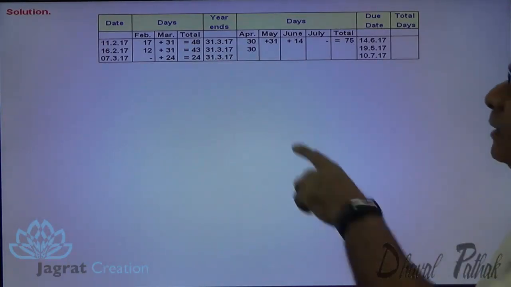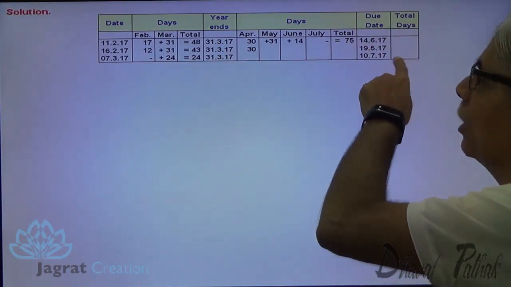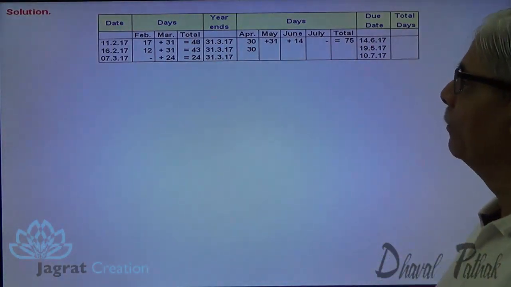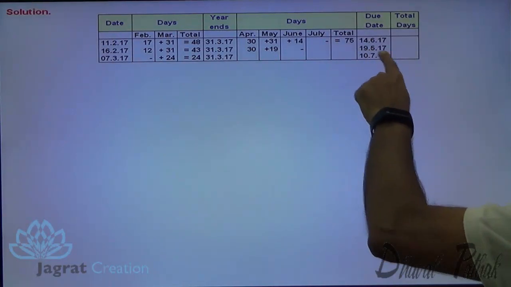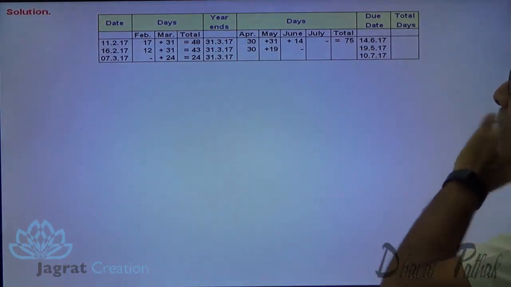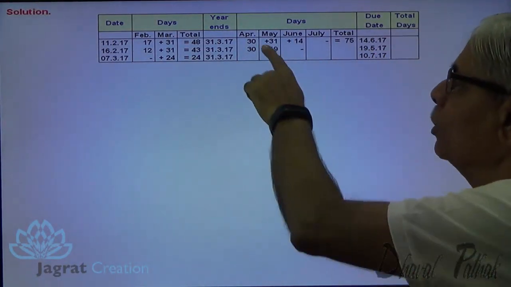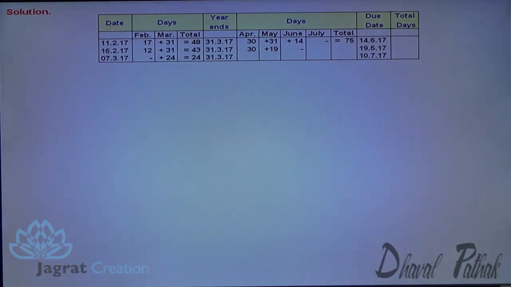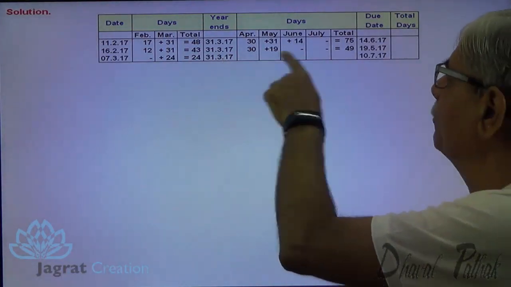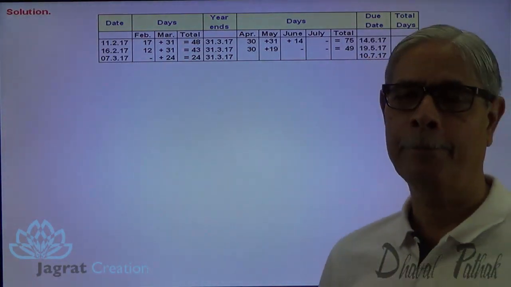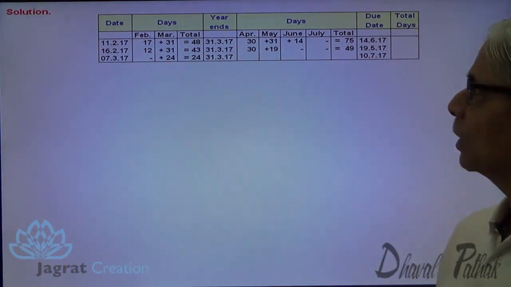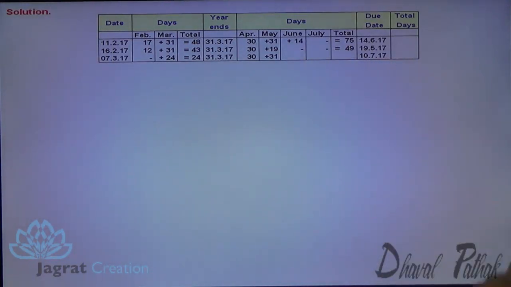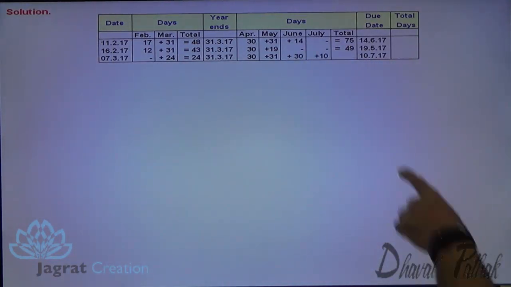Now similarly, 31st of March to 19th of May. 30 days of April and 19 days of May, because it is up to 19th of May. So 30 plus 19, the total number of days works out to be 49. Now 31st of March to 10th July: April has 30 days, May 31, June 30 days, and July 10 days.